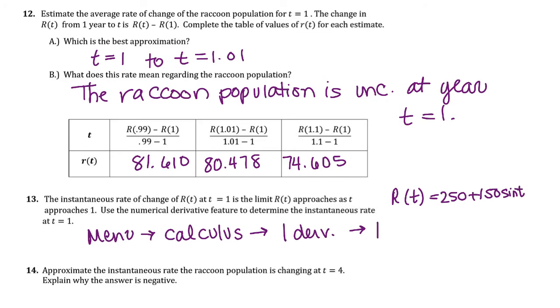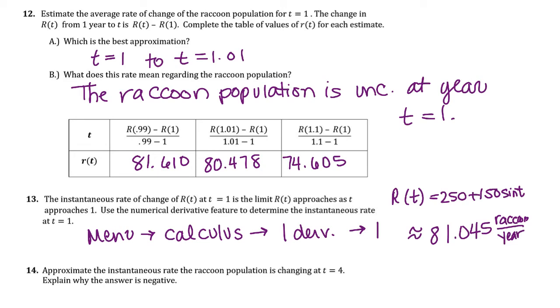Again, make sure you're in radians. And so when you do that, hopefully you'll get an answer of approximately 81.045. And that's raccoons. Oh my, I'm going to run out of room. Raccoons per year.